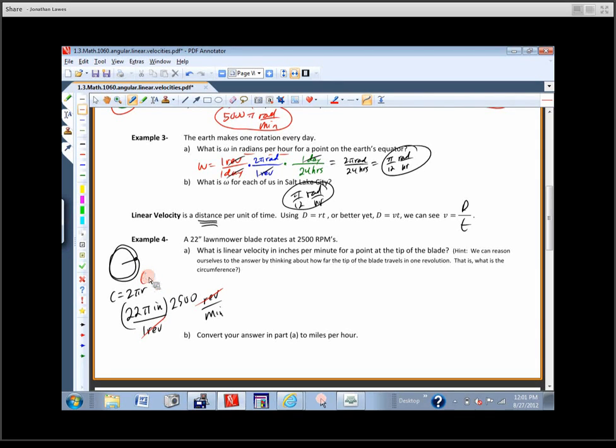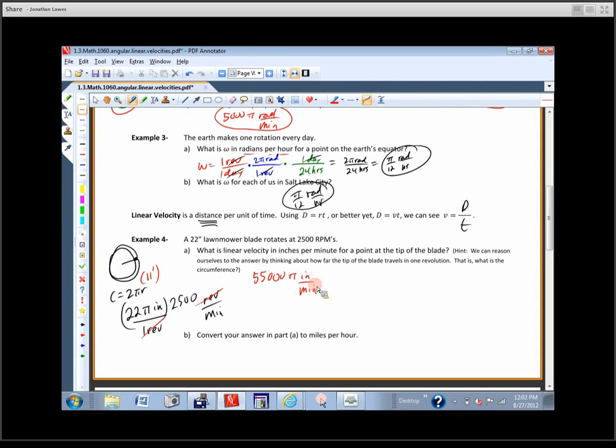Would the circumference be 44? No, the radius is 11. Its diameter would be 22. Good question, though. Everybody good there? Sure? Okay, so if we multiply the 22 and the 2,500, correct me if I'm wrong, but that's going to be 55,000 pi inches per minute. Okay, thanks.